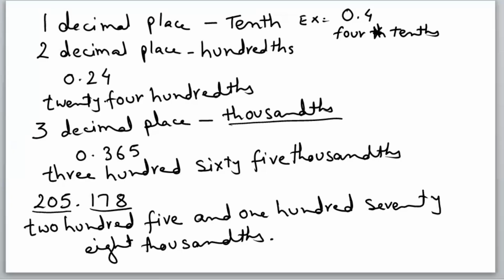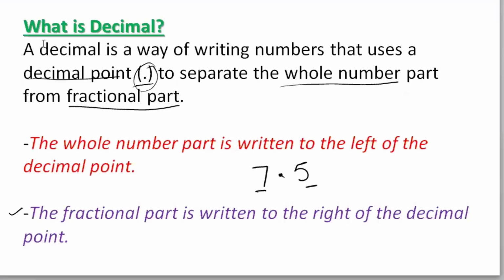And always remember that if it has one decimal place, then it will be tenths. If it has two decimal places, then it will be hundredths, and if it has three decimal places, then it will be thousandths. Okay, I hope it's clear to everyone. So till now we covered decimals. We learned what is a decimal.